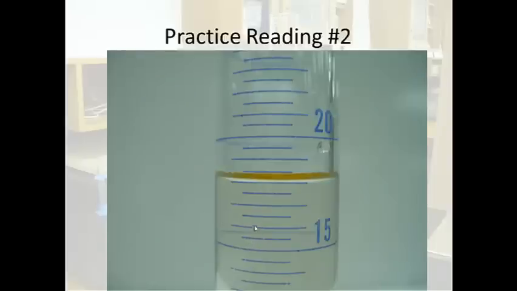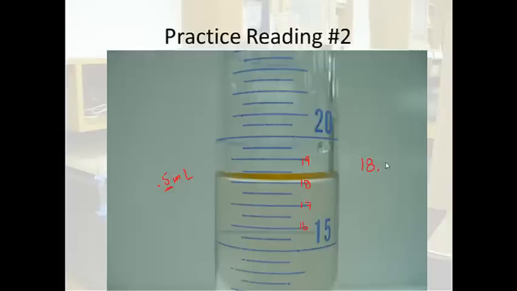It appears that the smallest scale on this is 15, 16, 17, 18, 19. So it appears that the smallest readings are at 0.5 milliliters. That means that since this is the 10th place, I'm going to want to read my reading out to the 100th place. It looks like the bottom of the meniscus is just above this 18. So I'm going to want to read it at 18 milliliters.